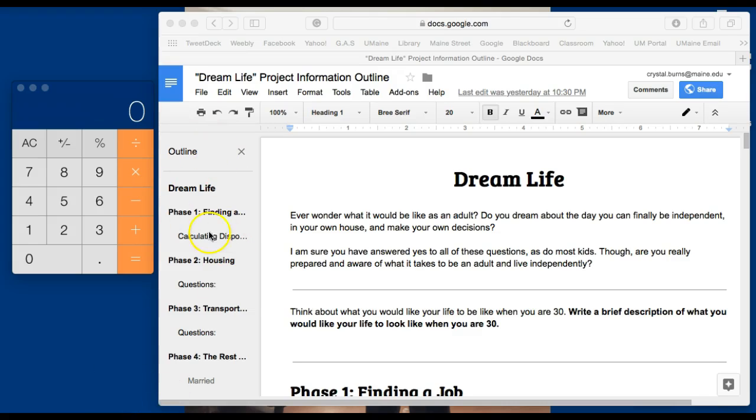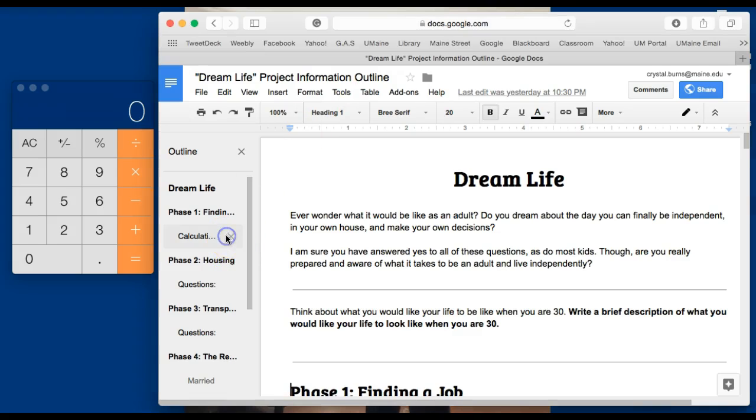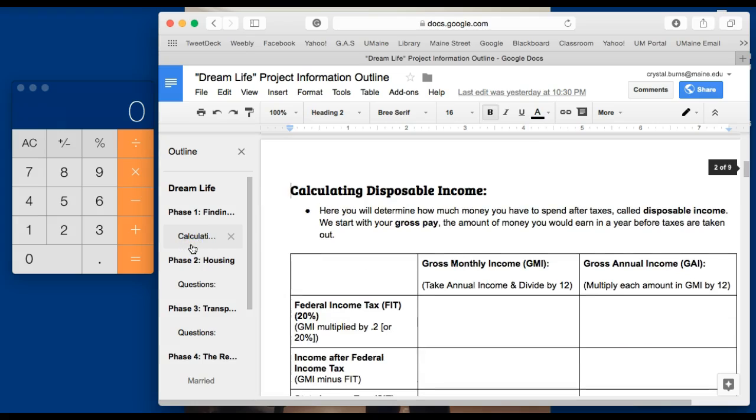So on the outline of our Dream Life project information outline, we're just going to click calculating disposable income, and then it'll bring it right to it. Okay, so our gross annual income, which is that median pay, is how much you're going to make in a year. That's what annual means, yearly. It's in a year before taxes.